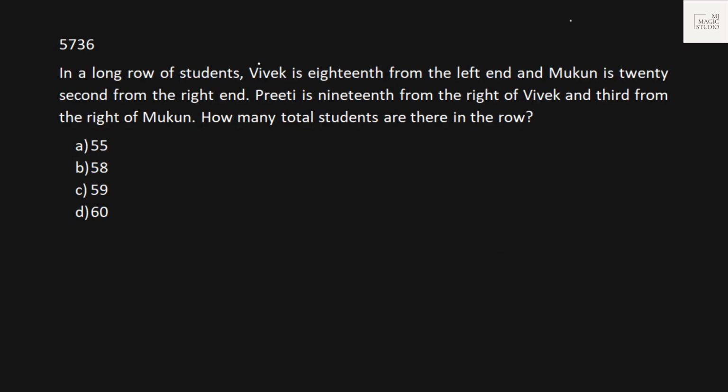Let's see this one. In a long row of students, Vivek is 18th from the left. And Mukund is 22nd from the right. So let me write Mukund here, 22nd from the right. Preeti is 19th from the right of Vivek.